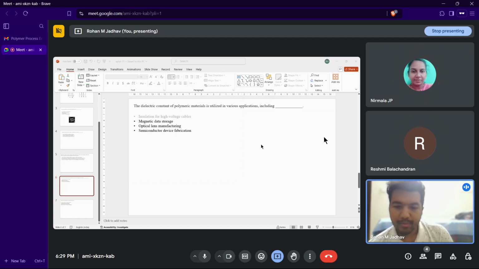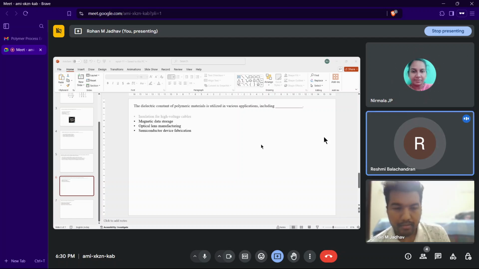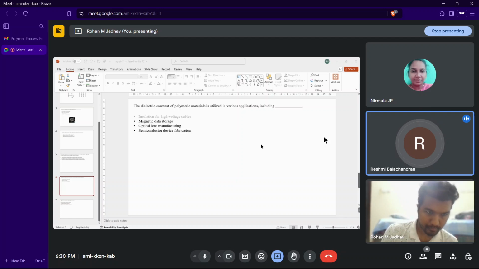When the classes were taken, sir was telling us potting, molding, and conformal coating are all encapsulation techniques. Since all the answers seemed to fit, we didn't know which one to select. Our best understanding was conformal coating, but at valuation time we were not given the mark.